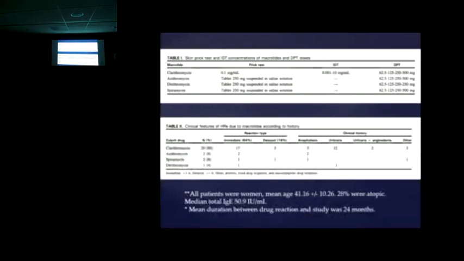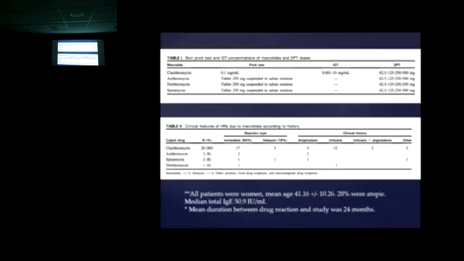So for all the studies as well that I'm going to go through, I'm going to mention what the concentrations were for the skin prick or intradermal, because you'll see that a lot of these studies are not using the same concentrations. That also limits how well you can compare each study to each other.